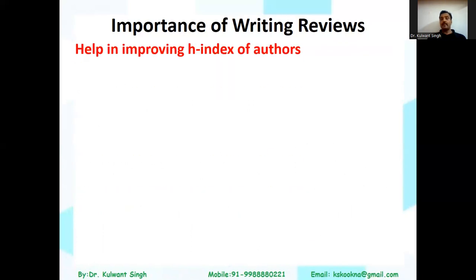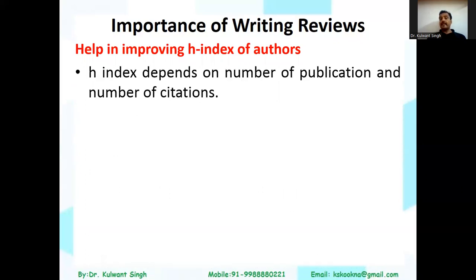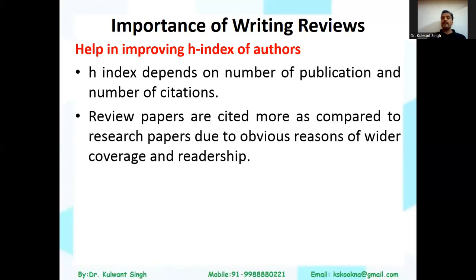Next is help in improving the H index of the authors. The H index depends upon the number of publications and the number of citations. When we write a review paper, it increases the number of publications, and generally review papers are cited more as compared to research articles. So it will help in improving the H index of the authors.